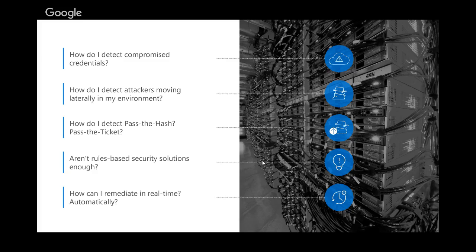How do I detect the attack moving laterally in my environment? That is a very important question. I will explain how the attack works. And how do I detect password hash theft? If you are logged in somewhere, the hash can be hacked and people try to steal those hashes and use them to log in there. And lastly, how can I do this in real time, automatically?